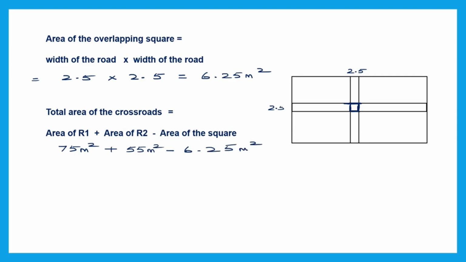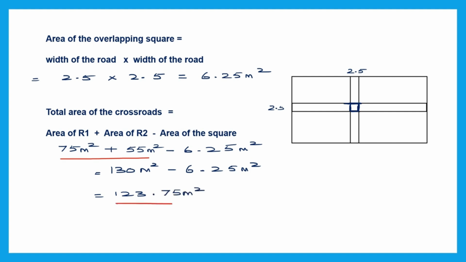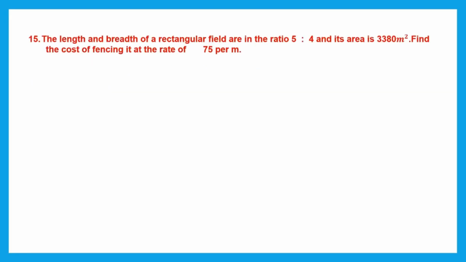So 75 plus 55 is 130. 130 meters square minus 6.25 meter square will give us the total area of the crossroads. And that is 123.75 meters square. So what have we found? We have found the total area of the crossroads to be 123.75 meters square.